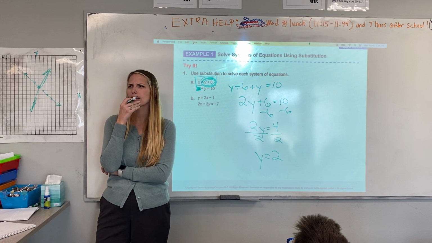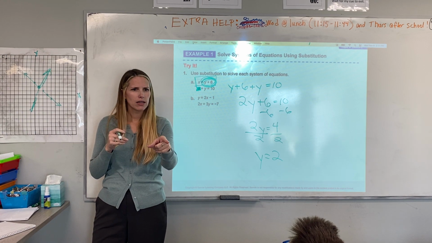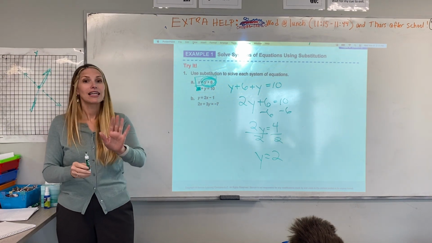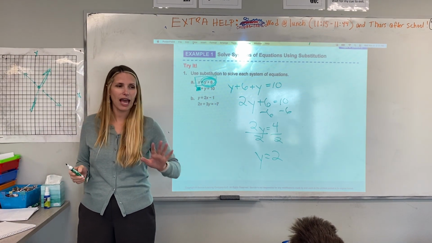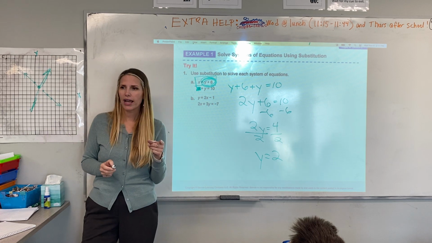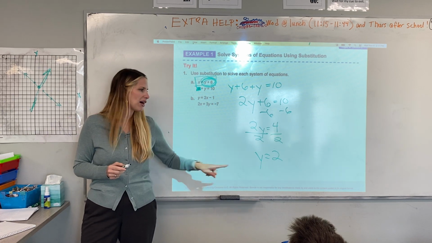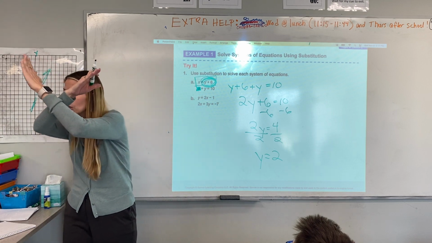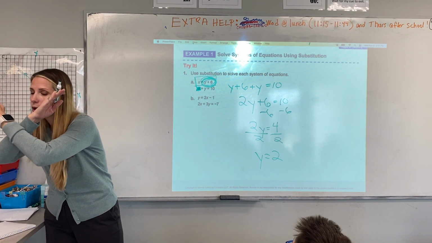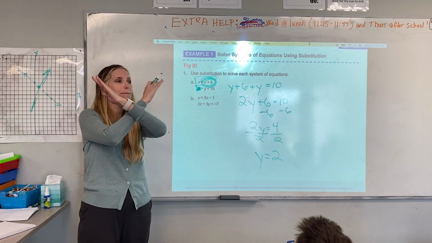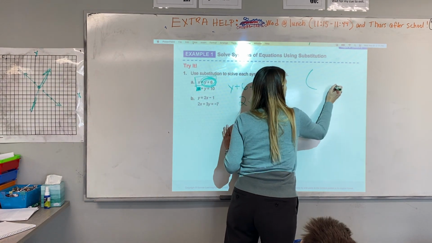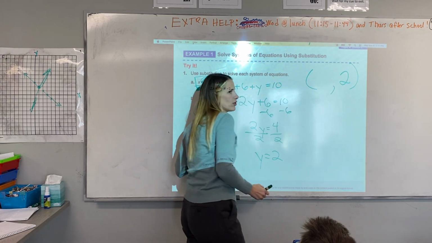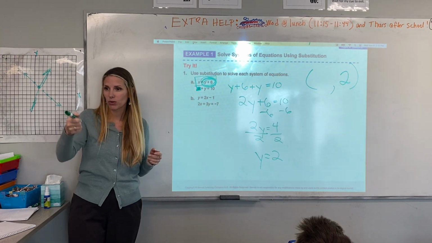No, you didn't. Wait a second. What about x? What about x? Exactly. What about x? We've found half of the solution. The solution is the intersection of these lines, which means it's a coordinate pair. So the solution has an x value and a y value. We have found the y value. Somebody tell me how in the world we're going to find x.